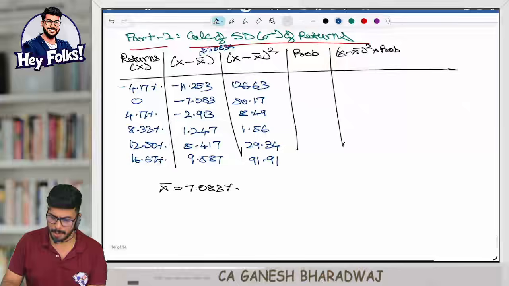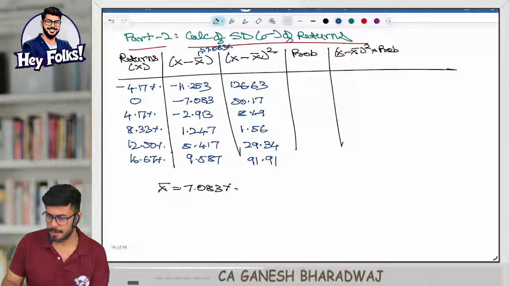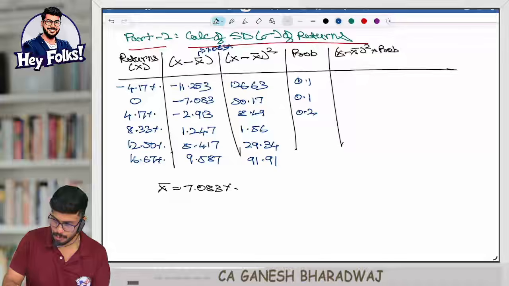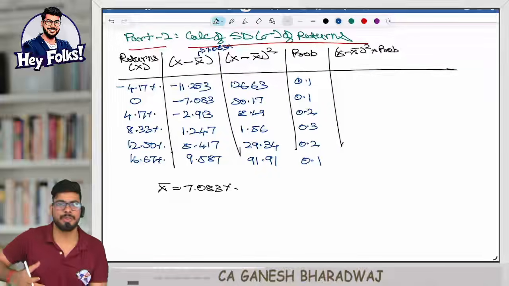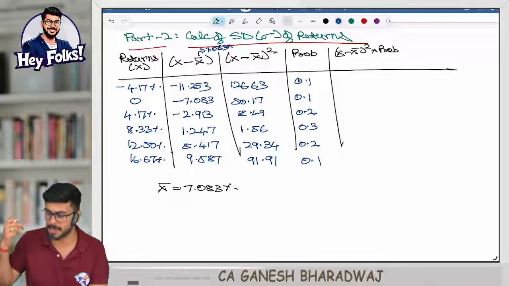Next, what are the probabilities? Come on, put it up here. Yes, 0.1, 0.1, 0.2, 0.3, 0.2, and 0.1. Even online folks, tell and write. In life, you will get only if you give. First give, and then you can expect it back.